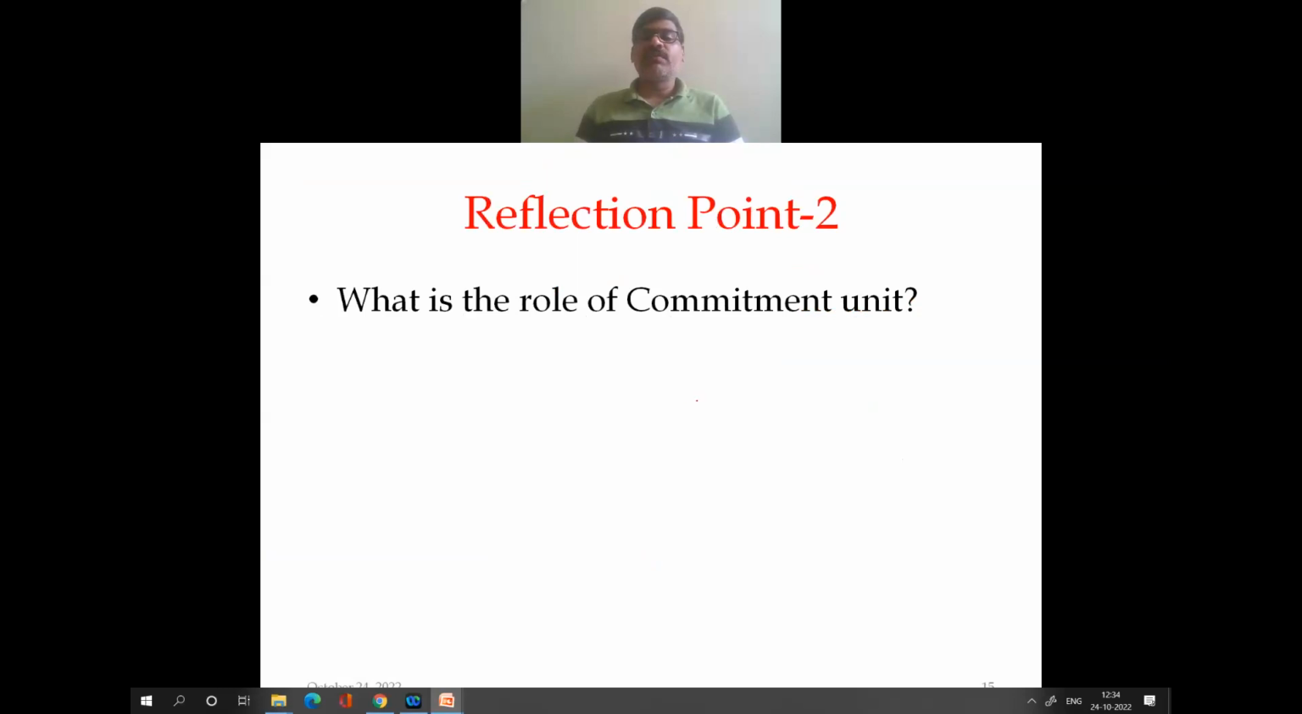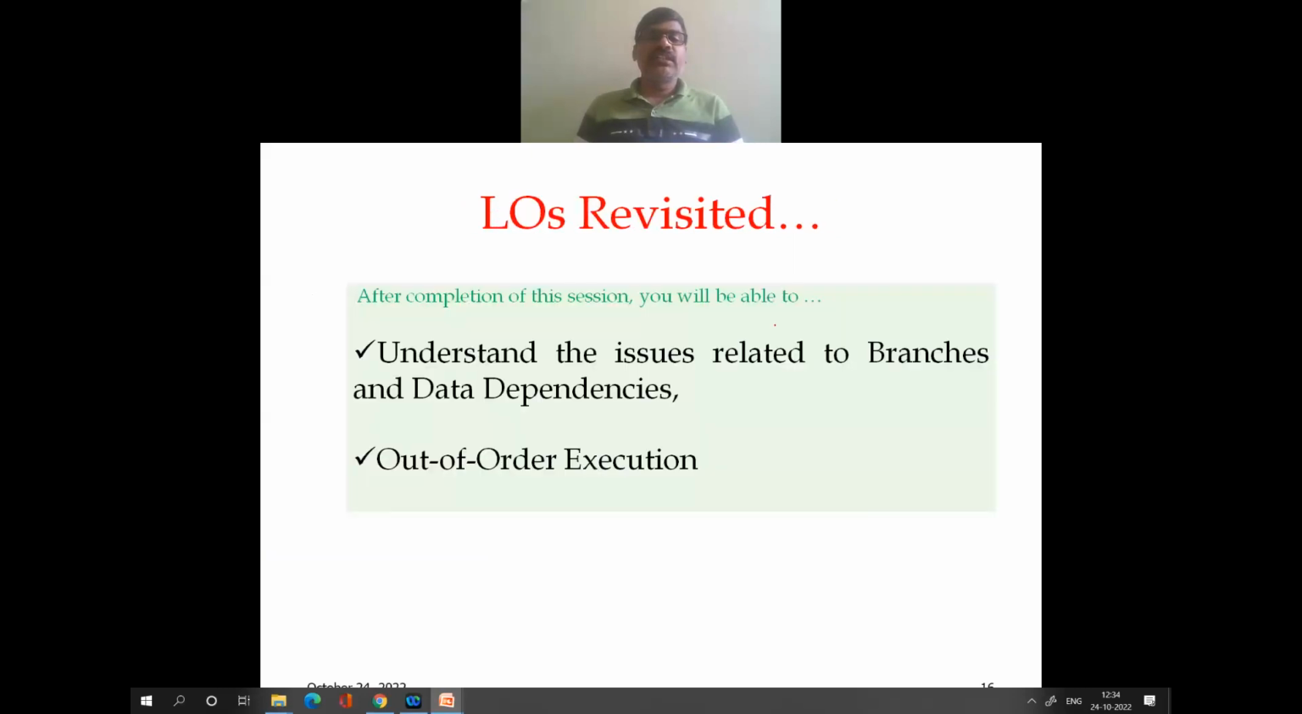Now the reflection spot 2. What is the role of the commitment unit? Just now, in the previous case, we had a discussion on the role of the commitment unit. Now the learning objectives are revisited here.